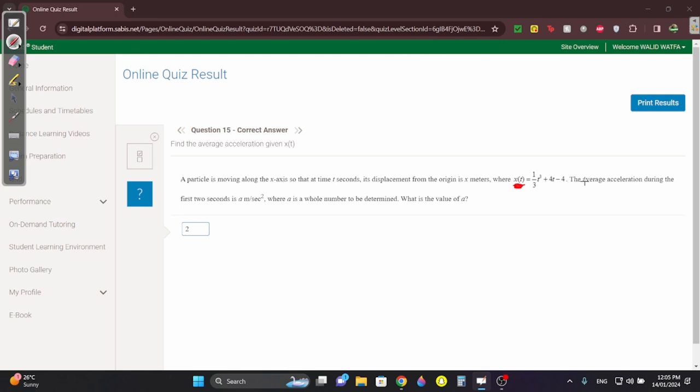cubed plus 4t minus 4. They're saying what's the average acceleration, so they're asking for average acceleration. How do you find average acceleration? You have to substitute into v of t. So first you have to find v of t. Okay, they're saying the average acceleration during the first 2 seconds.